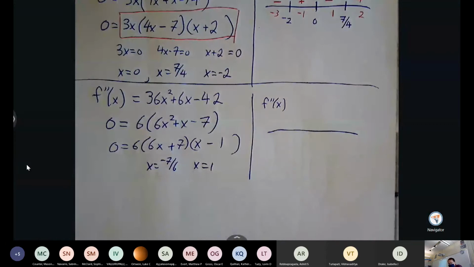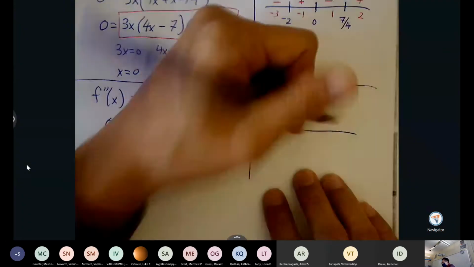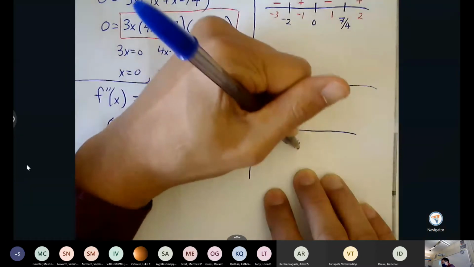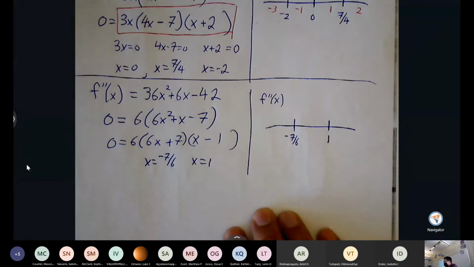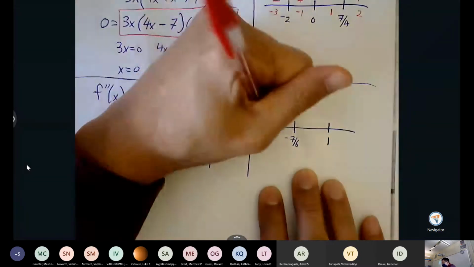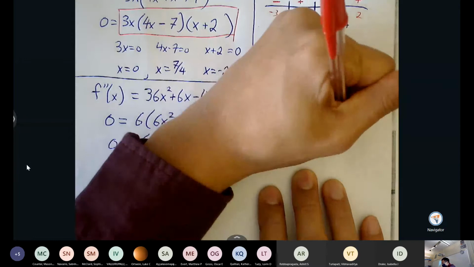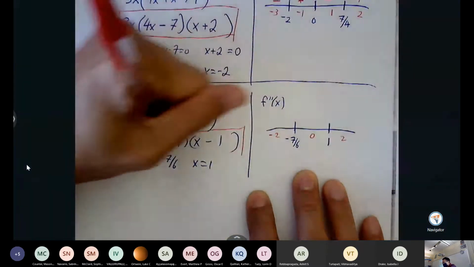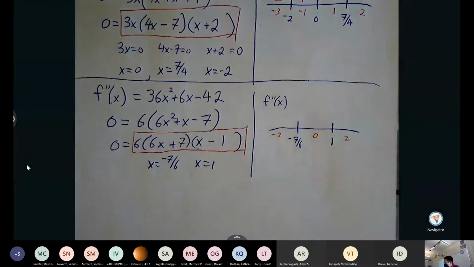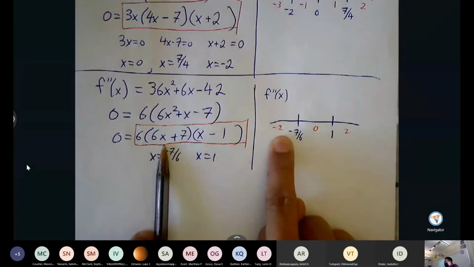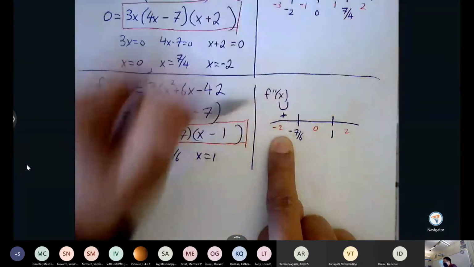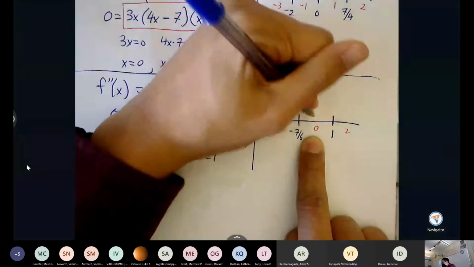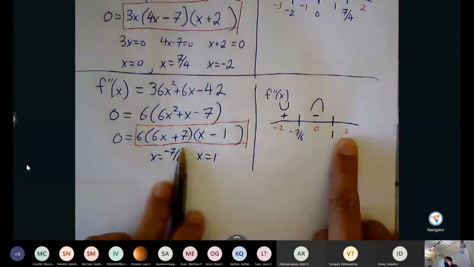Create the second derivative sine line. Test values in each interval. Choose test values in each interval into the factored form. Positive would mean concave up, negative would mean concave down. Negative times negative, which is positive. Positive times negative, which is negative. Positive times positive.